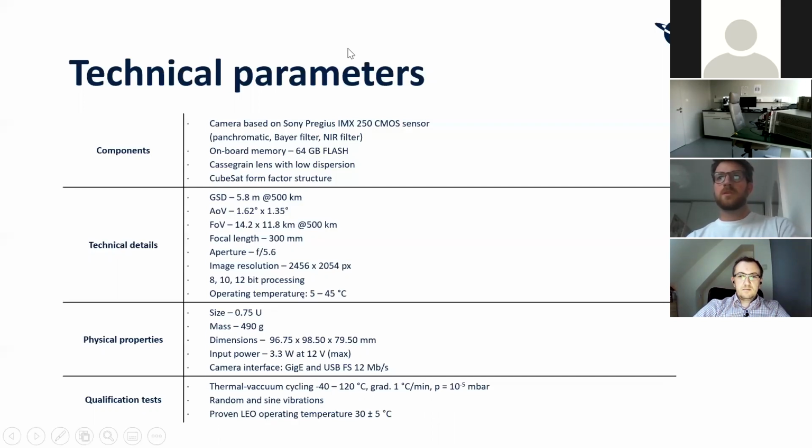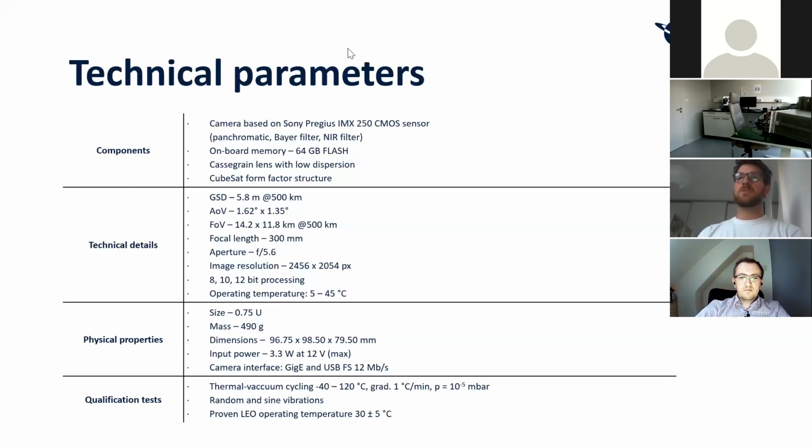There are different processing outputs from the camera. The image resolution is basically a byproduct of the sensor resolution, so this is the actual resolution of an image frame delivered to Earth. The operating temperature is the temperature at which it operates inside the satellite. That's the operating temperature of the camera, which has been proven in LEO, around 30 plus or minus 5 degrees Celsius.